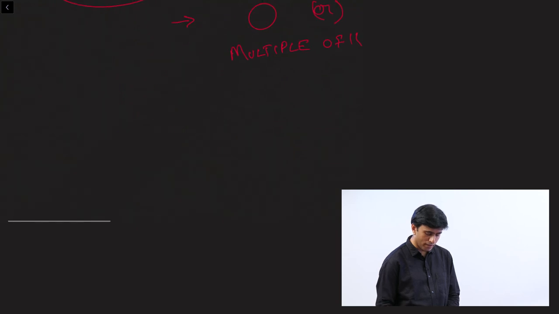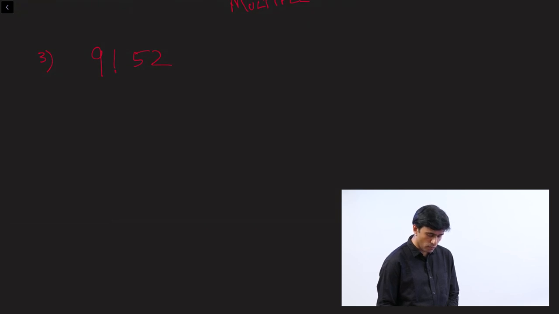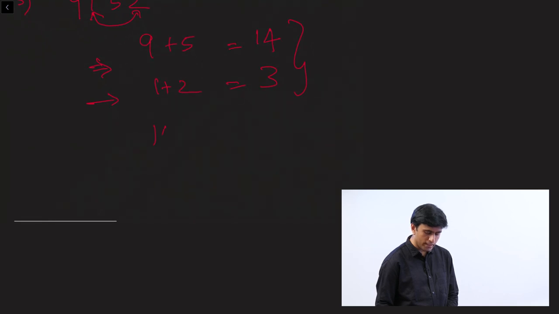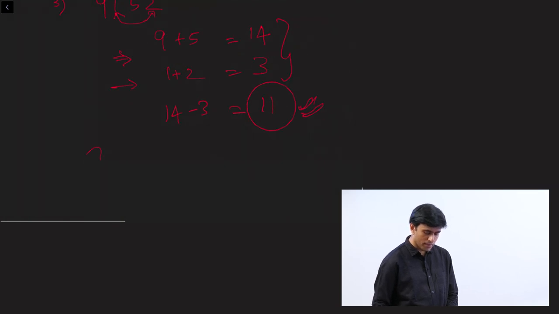Let's do another one, last one. 9152. Let's take the alternate digits: 1, 2, 9, 5. 9 plus 5 is 14. 1 plus 2 is 3. The difference, 14 minus 3, is 11. And since you got 11, the number 9152 passes the test and it is divisible by 11.